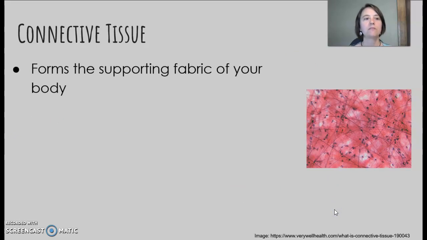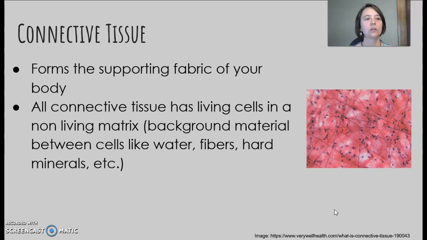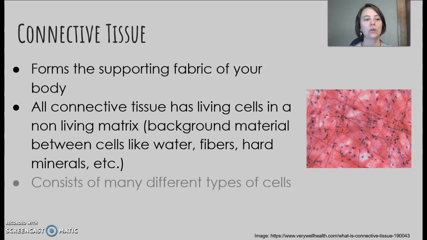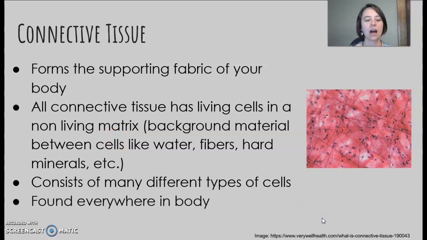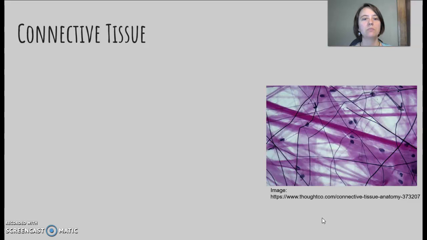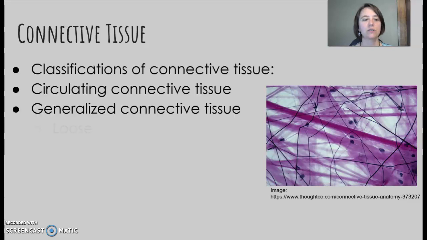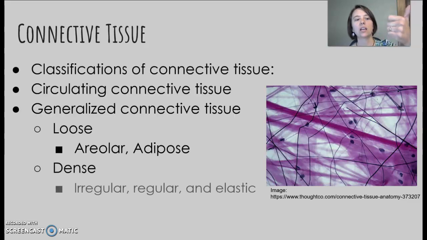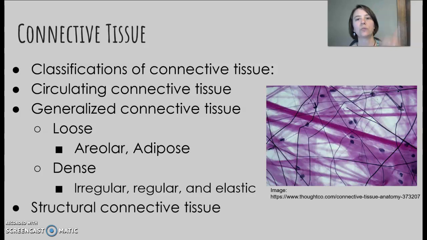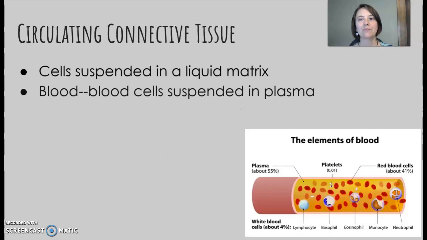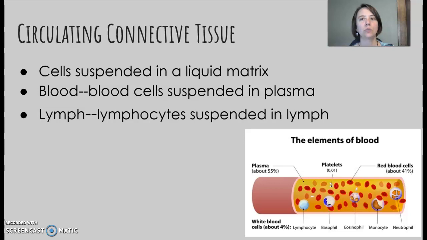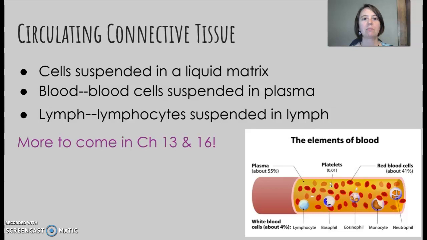Then we started talking about the final type of tissue, which is connective tissue, and we know that it has living cells in a non-living matrix. That's what they all have in common, even though there's many different types. We learned about the different classifications: circulating, generalized, and structural. We talked about circulating being types of connective tissue with a liquid matrix, that being blood and lymph. A lot of people don't think of blood as a tissue, but it is.